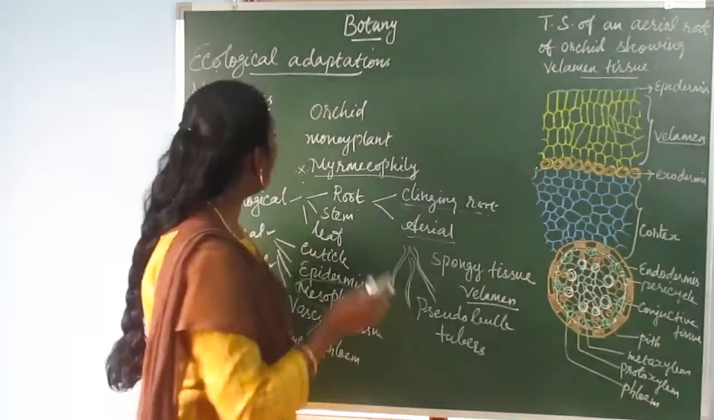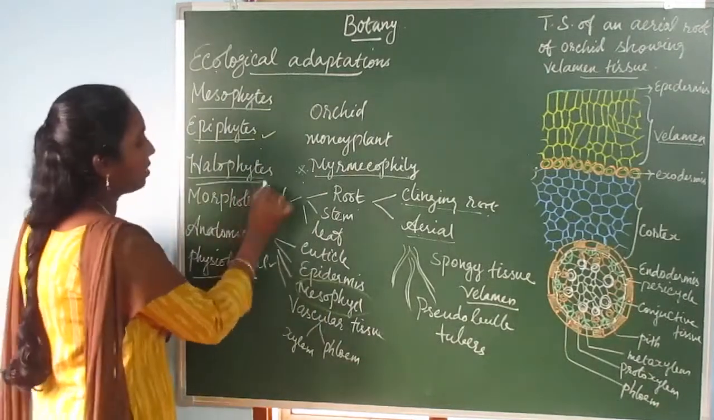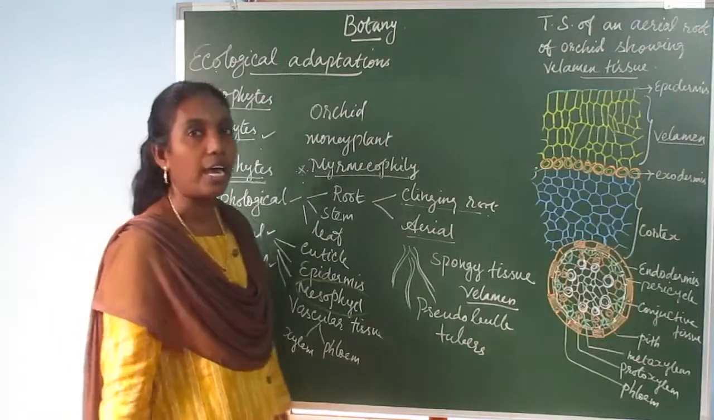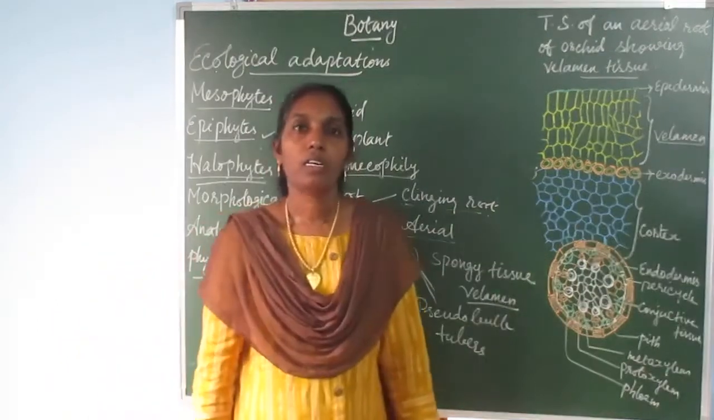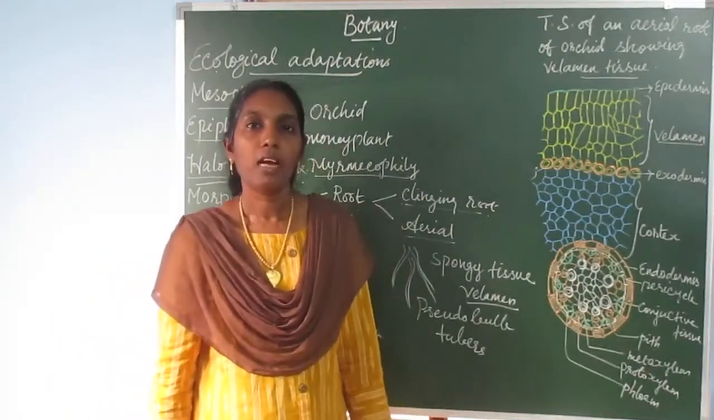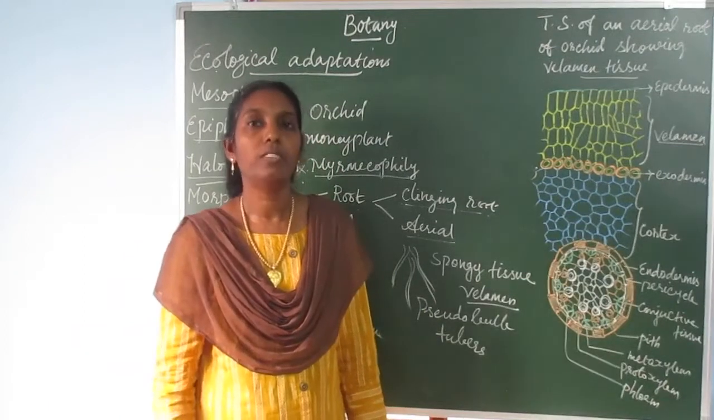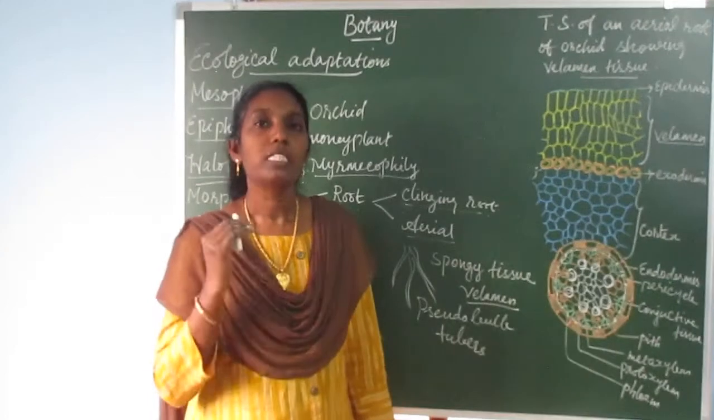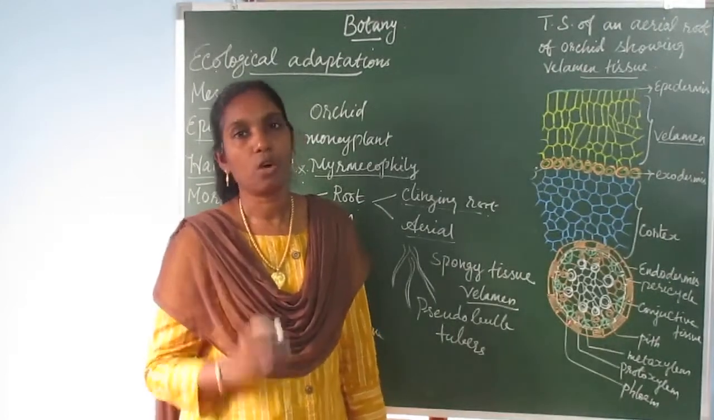Then let's move to the next one, halophytes. Now there is another type of plants which is called halophytes. What are halophytes? Halophytes are the plants which grow on soil which is rich in salt concentration.